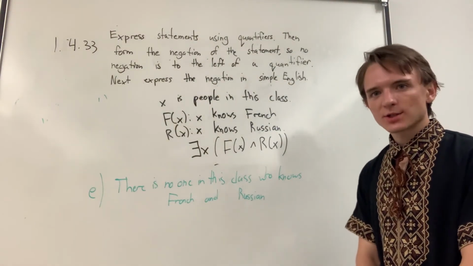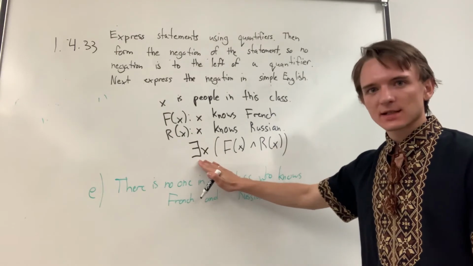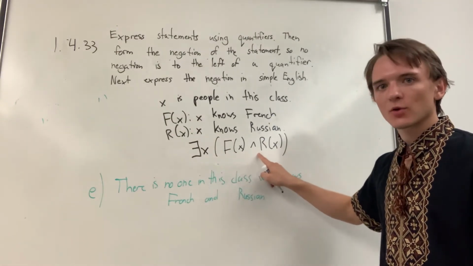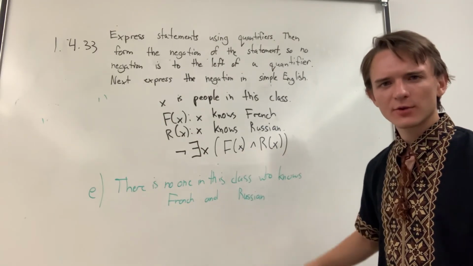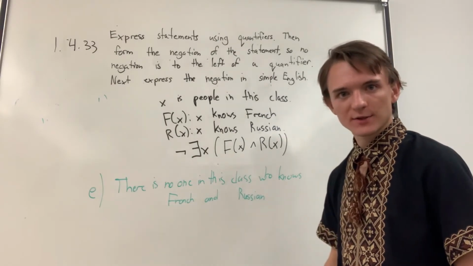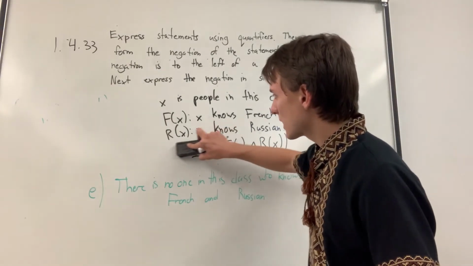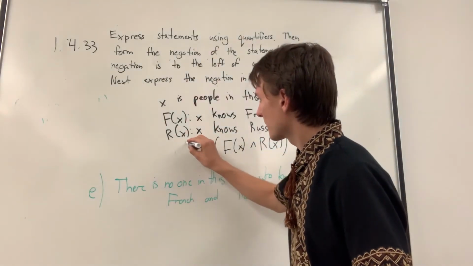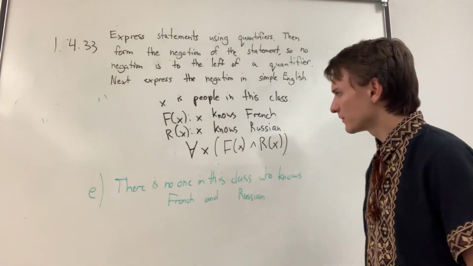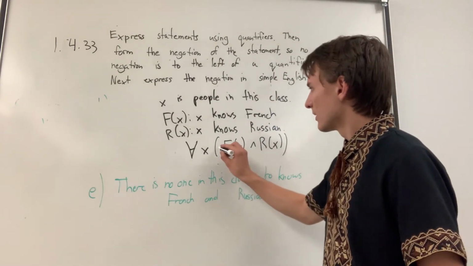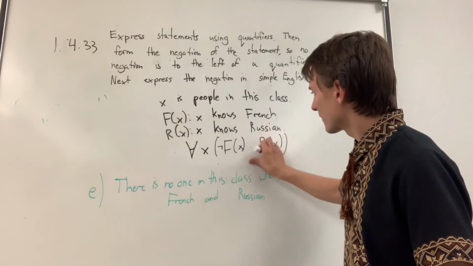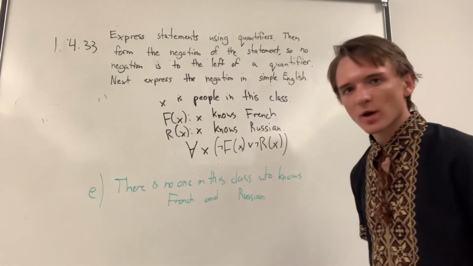How would this read in English? There exists someone in this class who knows French and who knows Russian. There could have been many ways to express this, right? So we could have also expressed it as follows. We could have instead used a universal quantifier. For all x in this classroom, x does not know French or does not know Russian.